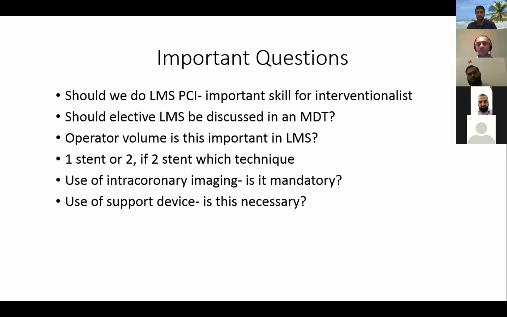And if you're going to do a 2 stent technique, which of the 2 stent techniques are we going to employ in these cases? Intracoronary imaging, I'm sure that will be a big discussion point. Should it be done? Should it be IVUS? Should it be OCT? Should it be made mandatory in left main PCI? And of course, support devices. Do we need them in these cases, or can we get away without using support devices? So these are some of the discussion points which hopefully will be brought out as we discuss the cases.